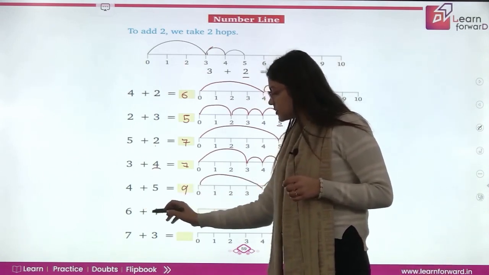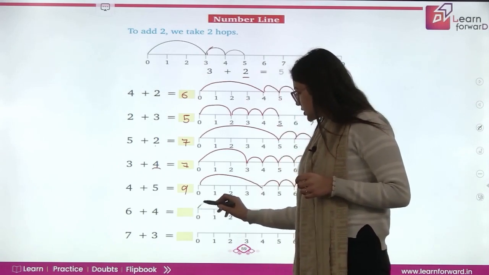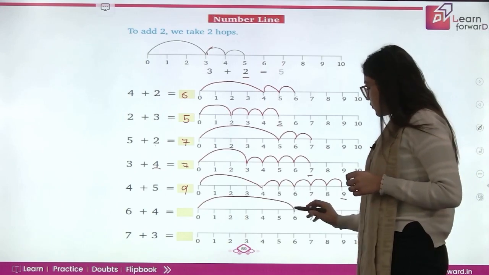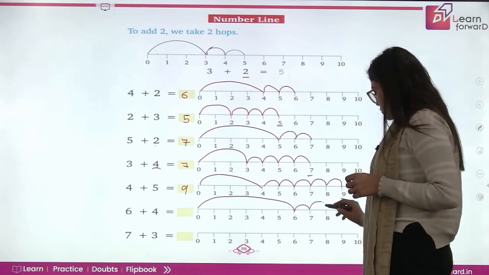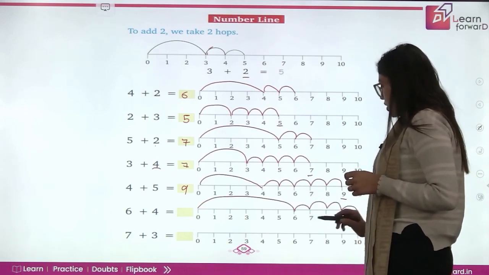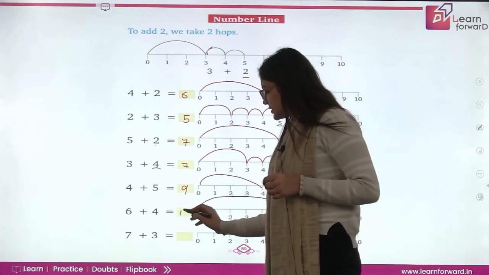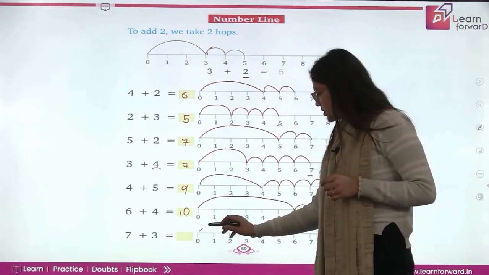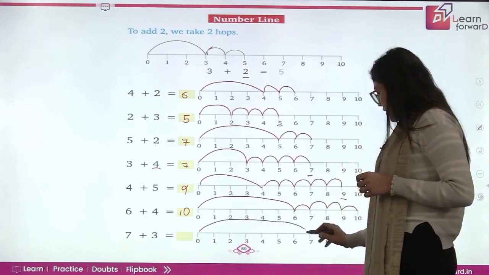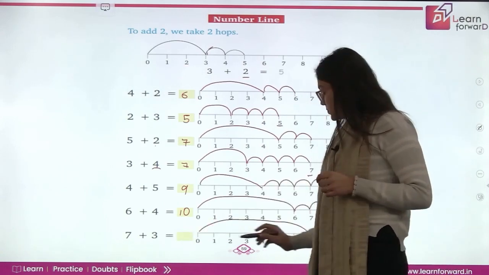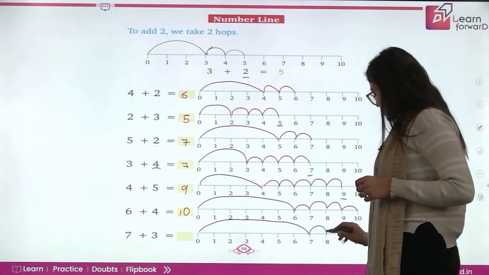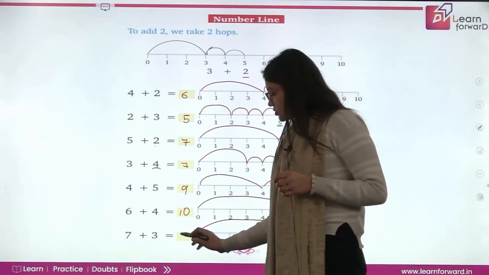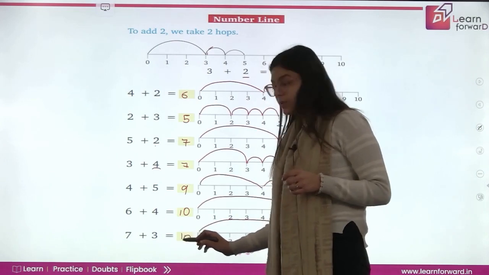Now 6 plus 4. Let's jump to the 6 first. Now 4 hops. 1, 2, 3, 4. So 6 plus 4 is 10. Now 7 plus 3. Let's jump to 7. Now we will take 3 more hops. 1, 2, 3. So the answer is 10 again. So this is how you have to do the number line.